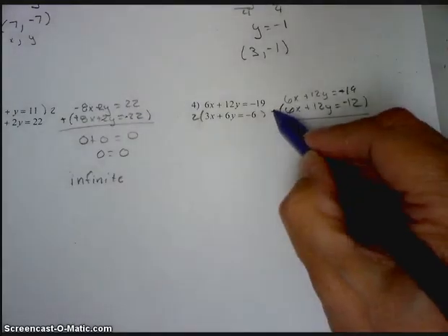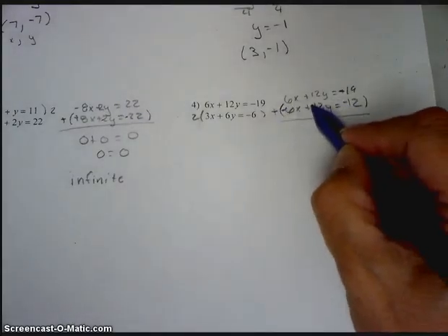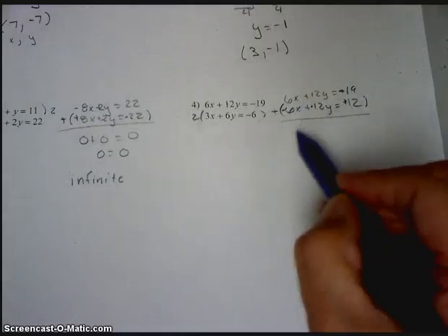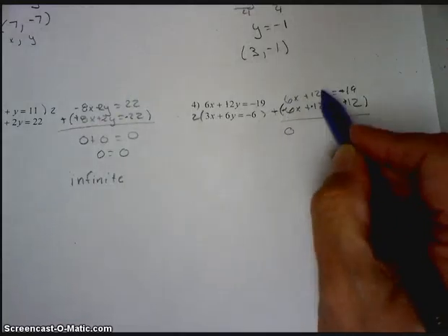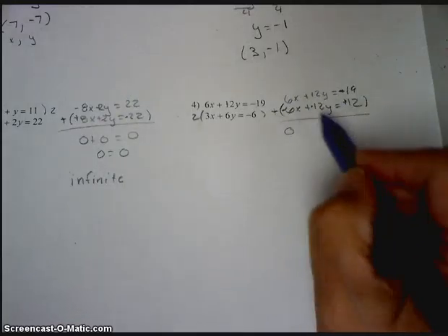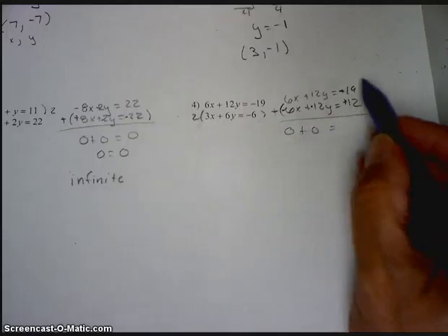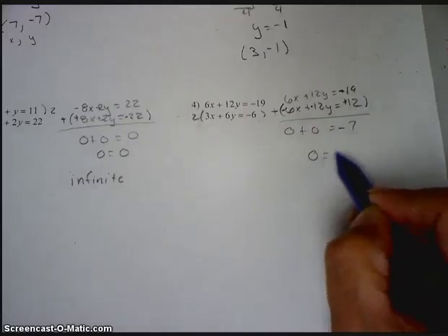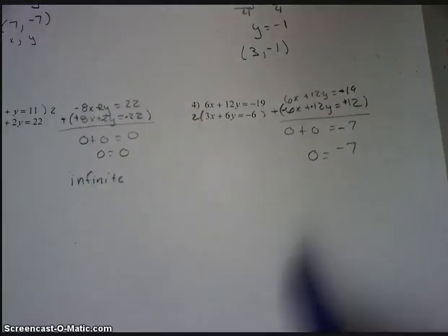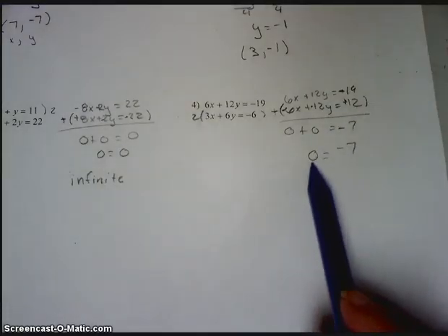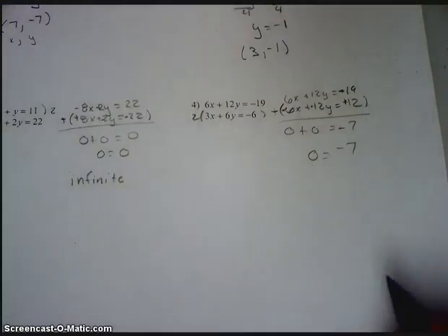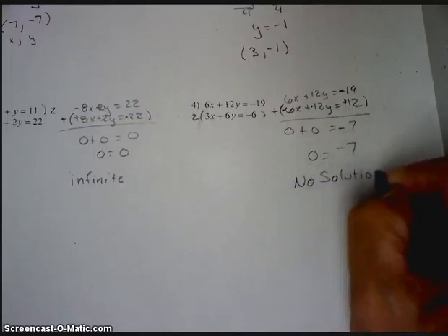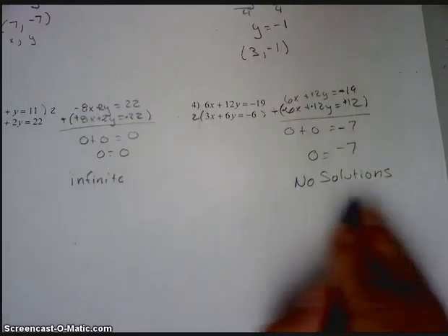That means I'm going to change the sign of each one in here. Okay, 6x plus negative 6x is 0. 12y plus a negative 12y is 0. And then negative 19 plus 12 is negative 7. So I come down here, and it equals 0 equals negative 7. Whenever this happens, when I have the equations not equal to each other, this is when you have no solution. This is when you're going to have parallel lines. So there's no solution on that one.